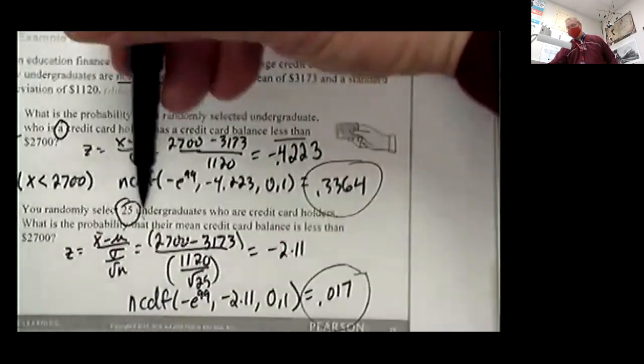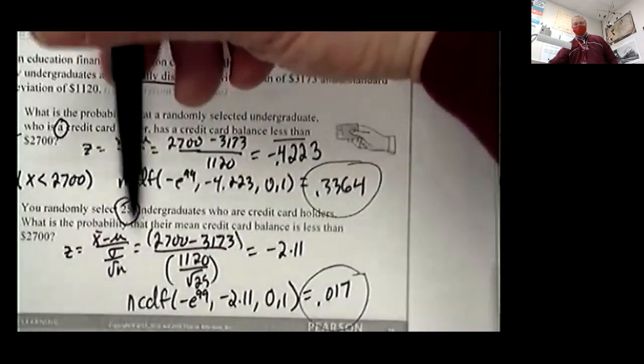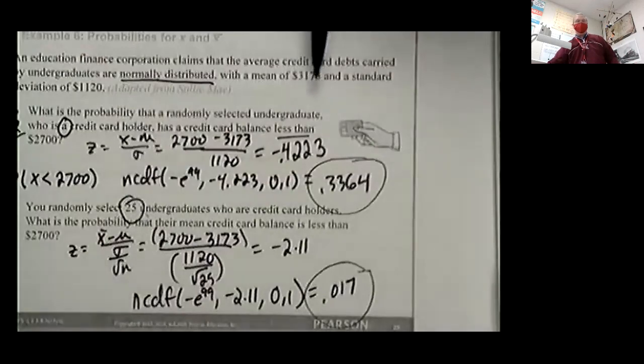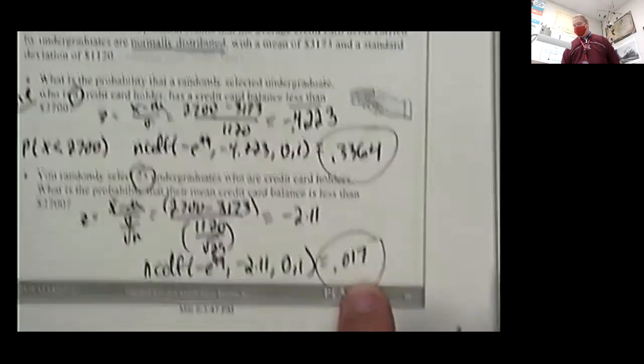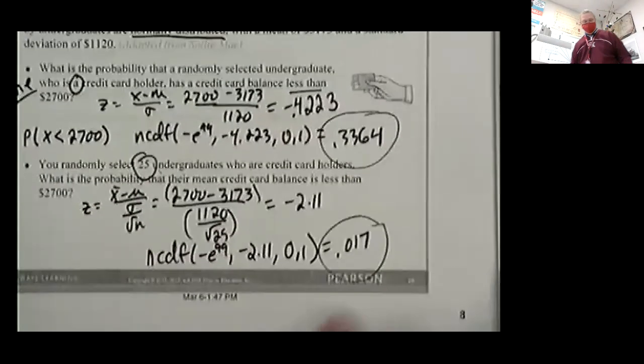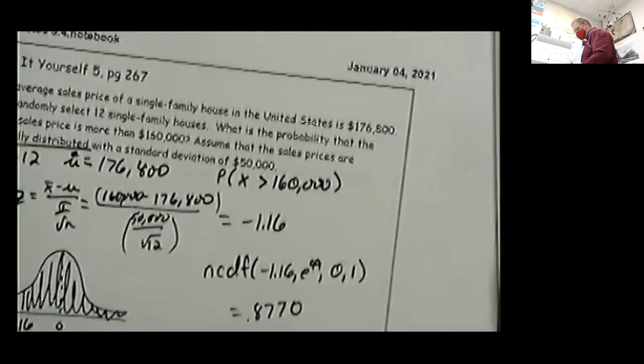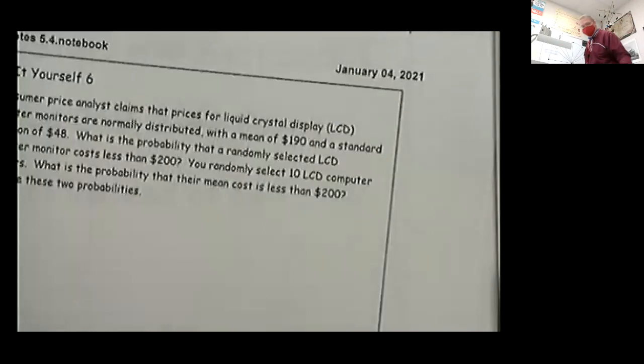And it's going to be very, very rare to pick 25 people and have all of them be under the average of whatever we're talking about. So this goes really small. Again, why? Because we have more information. So the more people we have, the more information we have for our problem. I'm going to let you try number 6 on your own, so I'm going to skip that one.